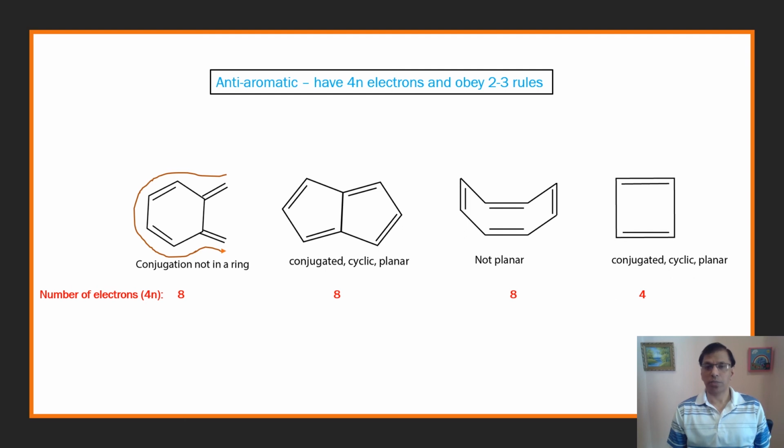The last example is that of butadiene. So butadiene is conjugated. It's cyclic, it's planar, and it has 4 electrons that are delocalized, and hence it's anti-aromatic.